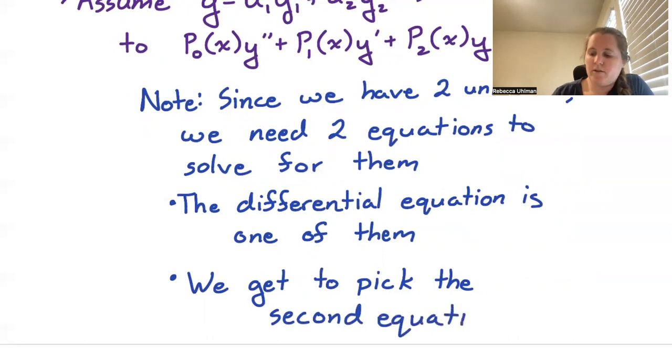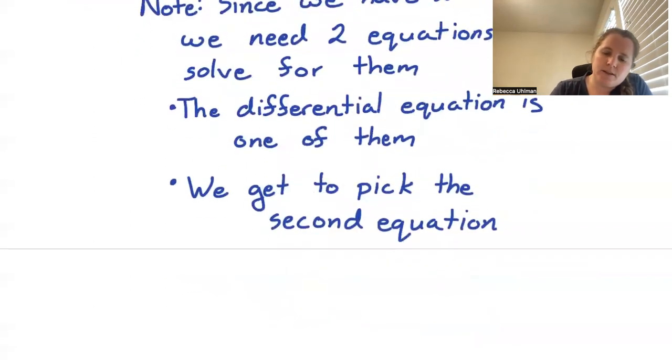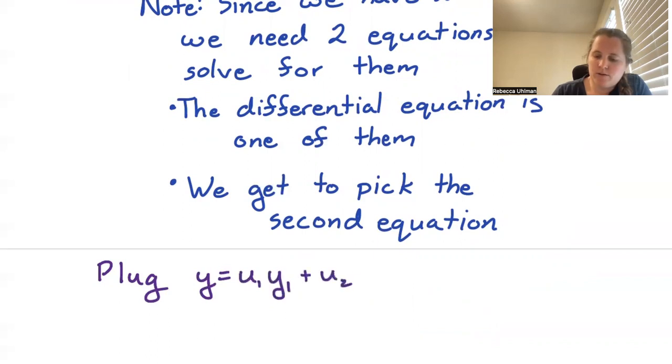Anytime we have an equation with two variables and we want to solve for them, there are infinitely many solutions until we have a second equation. So we get to pick a second equation that makes the problem more pleasant. So we're going to plug y equals u1 times y1 plus u2 times y2 into the differential equation.